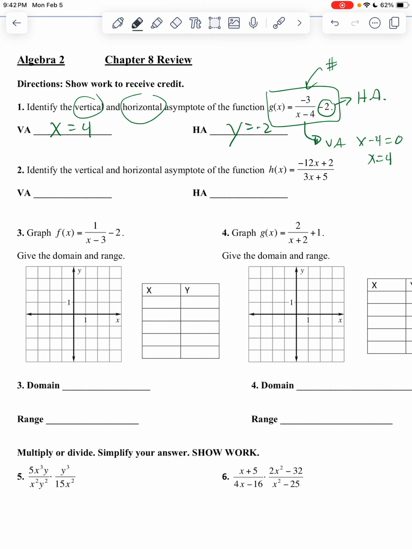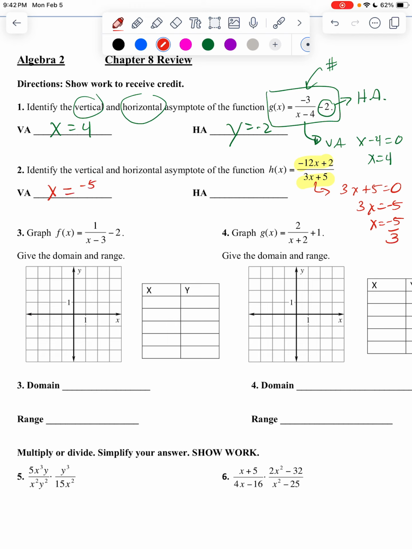Okay, so then this is the other kind of problem because you can see that this does have an x on the top and the bottom. So in that scenario, I still am going to see what makes the bottom equal 0, and that is still going to turn out to be my vertical asymptote value. So this one's at x equals -5/3. And again, I write the x equals and then the value.